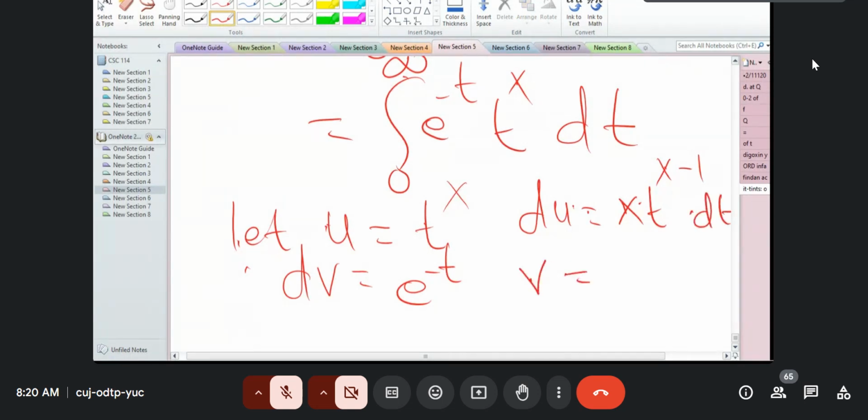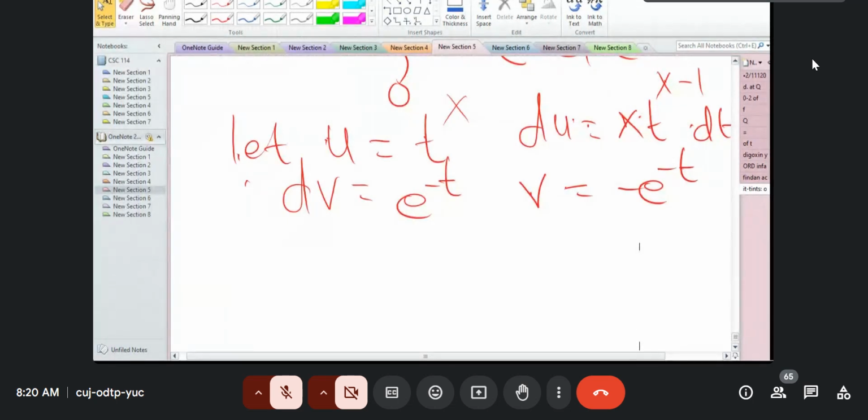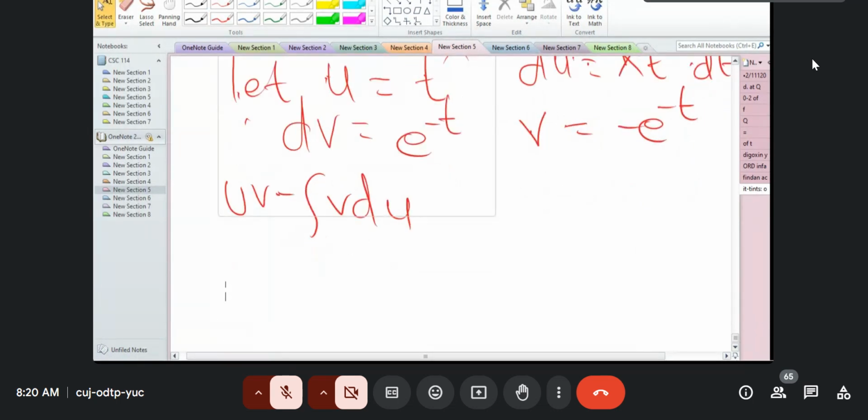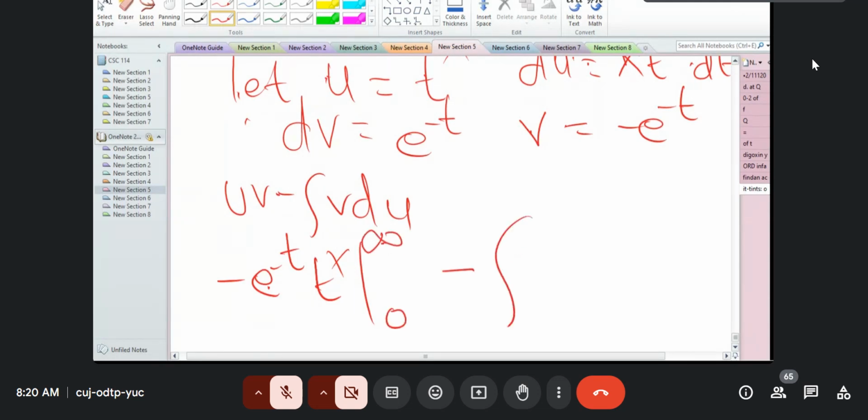Our v is minus e raised to minus t. The formula is uv minus, we integrate v du. Our u is t to power x, v is minus e to the minus t. So our uv will be minus e to the minus t times t raised to power x, evaluated between 0 and infinity. Minus, we integrate v du, minus e to the minus t. Du is x t to the x minus 1 dt.